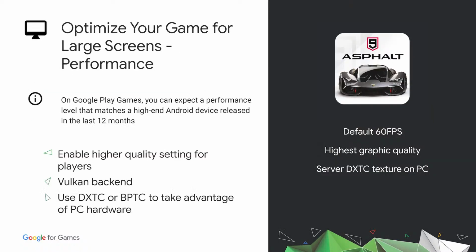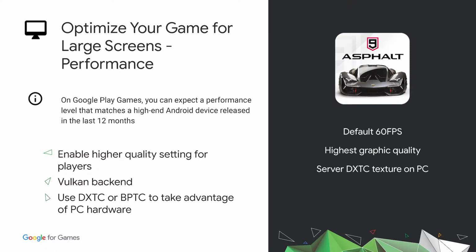On Google Play Games, you can expect a performance level that matches high-end Android devices released in the last 12 months. That means you can be confident to serve the best quality of your games to players on PC, or even bring it to the next level. We ask all the games on Google Play Games to run at 60 FPS by default. The platform is actually using Vulkan as the default rendering backend. We are using ANGLE to automatically translate GLES games. Developers don't have to worry about it, but there's more to do if you want to optimize further.